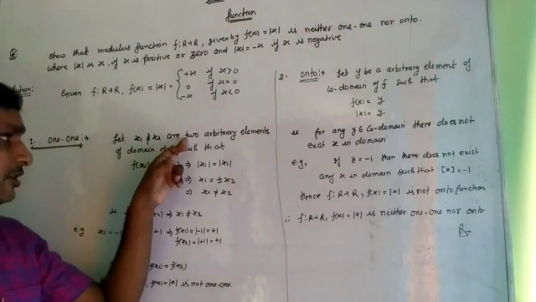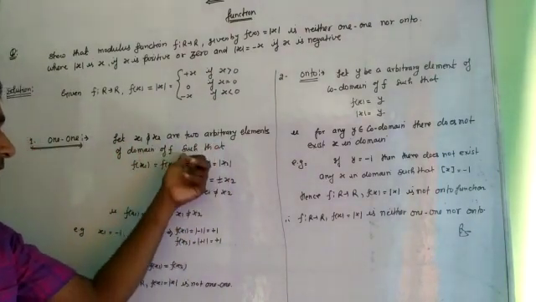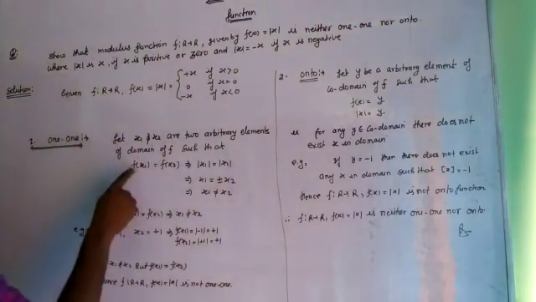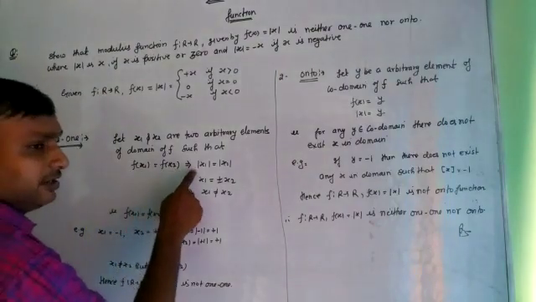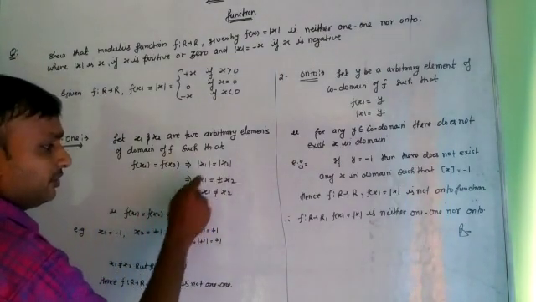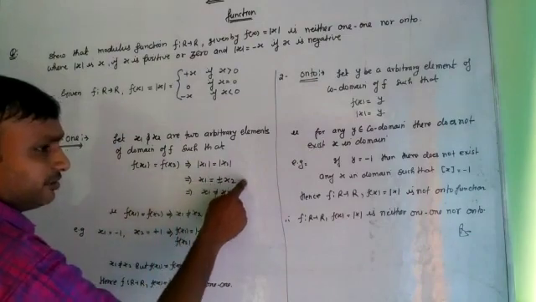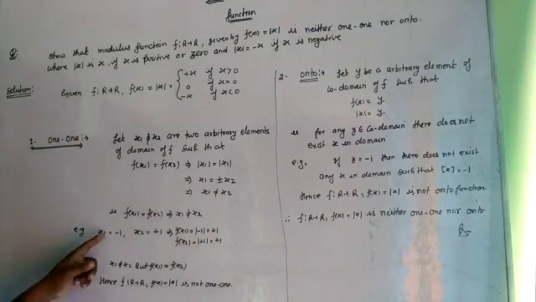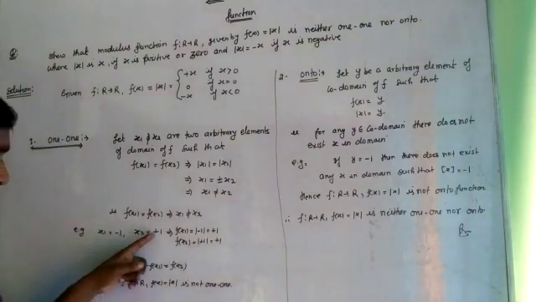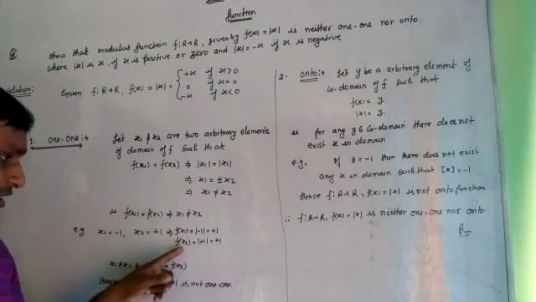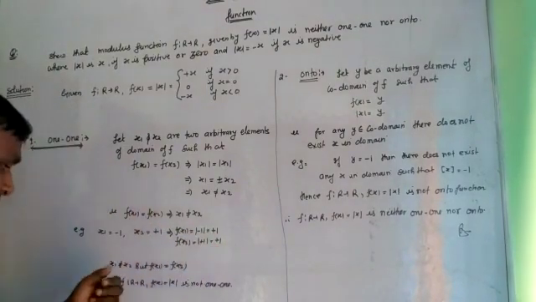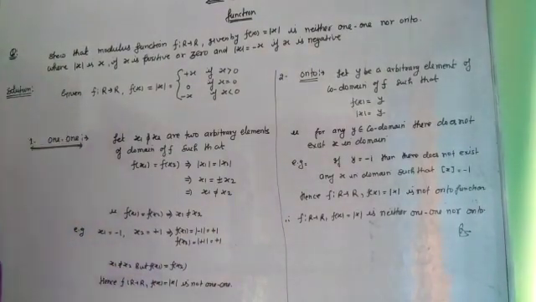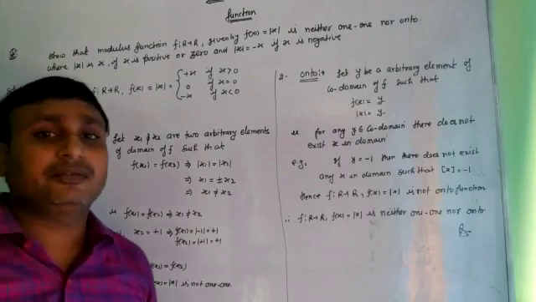Let x1 and x2 be two arbitrary elements of the domain of f, that is two arbitrary elements of R, such that f(x1) = f(x2), implying |x1| = |x2|, implying x1 = plus or minus x2, so x1 is not necessarily equal to x2. For example, if x1 = minus 1 and x2 = plus 1, then f(x1) and f(x2) are both equal to plus 1. That is, x1 is not equal to x2, but f(x1) = f(x2).